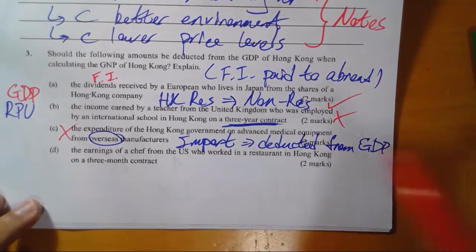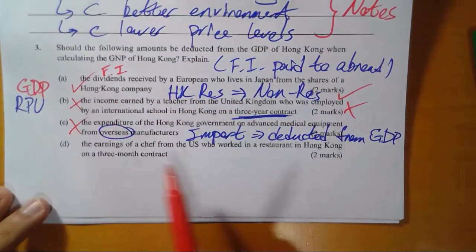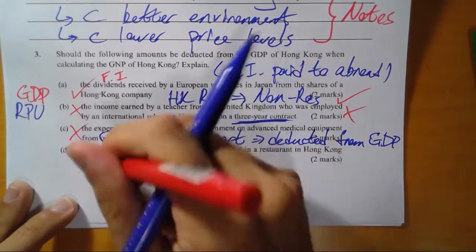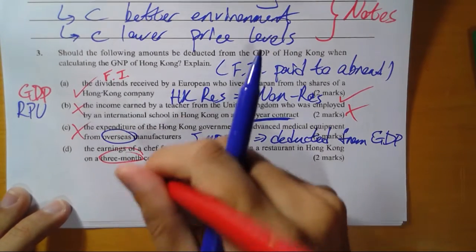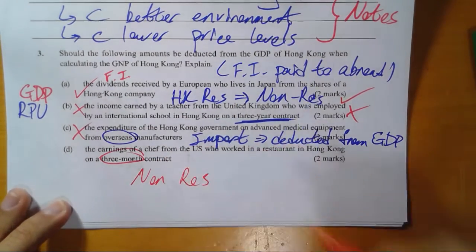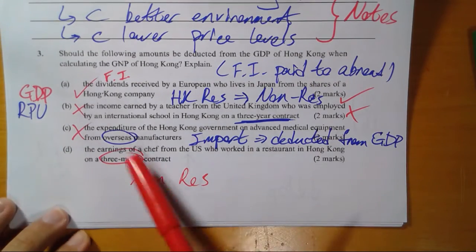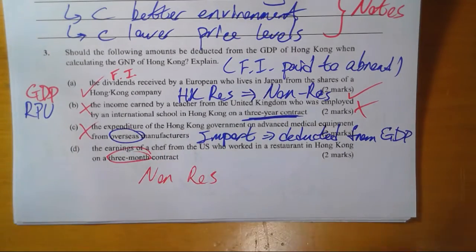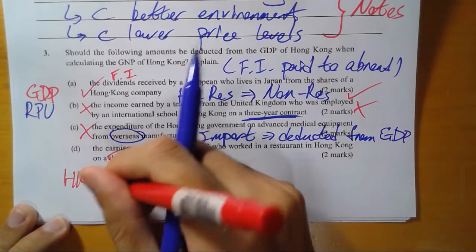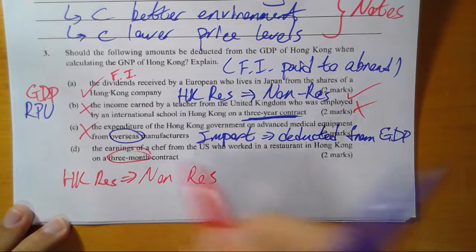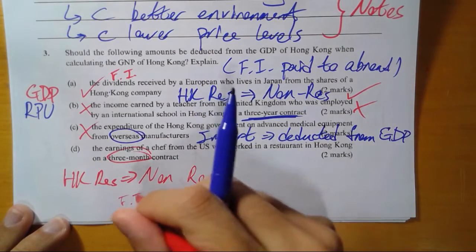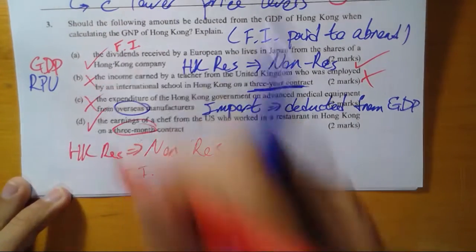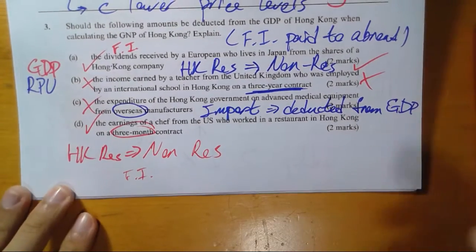So finally, next one, earnings by a chef working in Hong Kong for 3 months. You see, 3 months, therefore a non-resident. Now, earnings of a chef from a Hong Kong restaurant. The Hong Kong restaurant is a Hong Kong resident, giving money, earnings. So this is factor income from a Hong Kong resident to a non-Hong Kong resident. Yes, this is a factor income paid abroad.